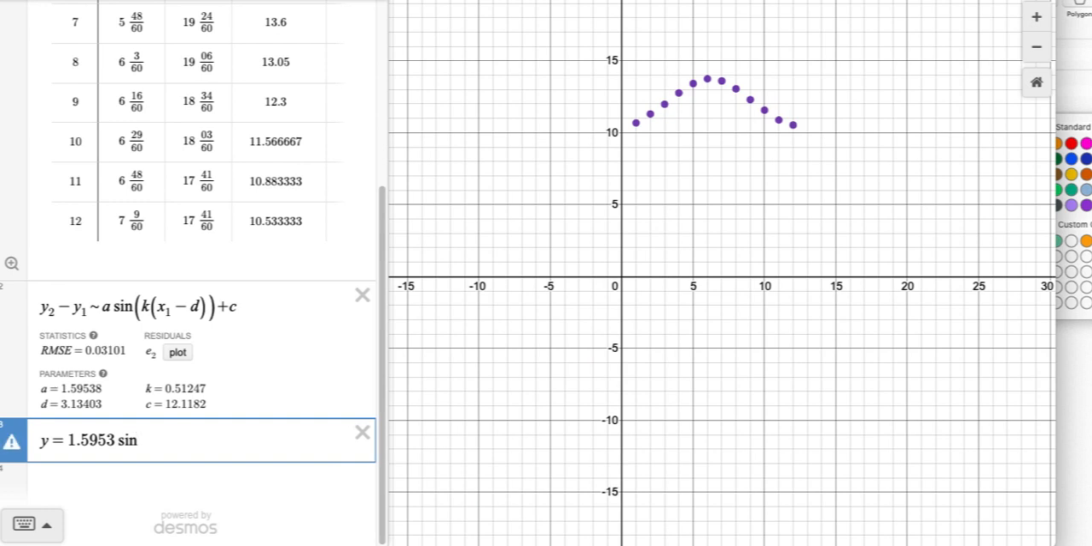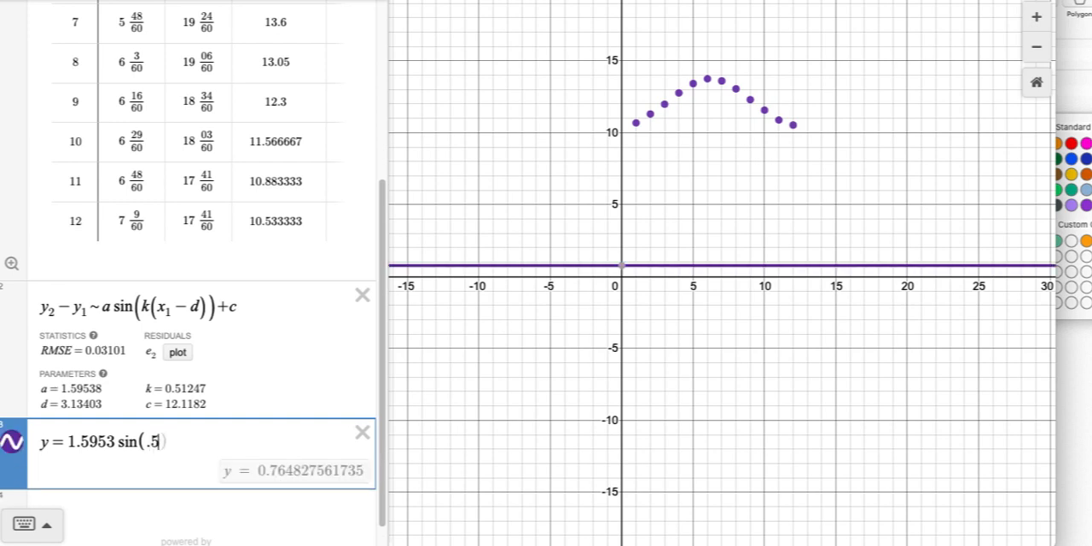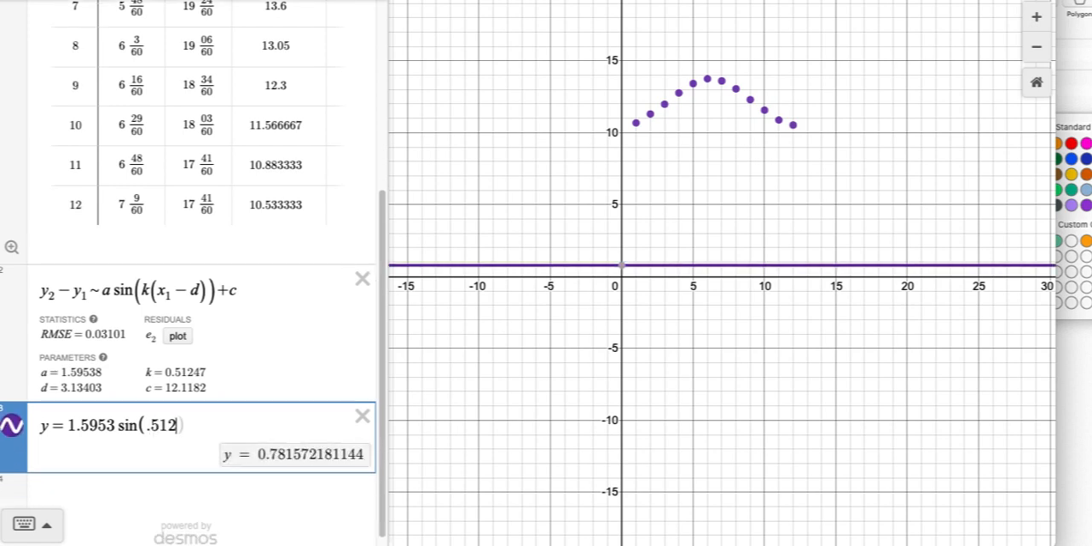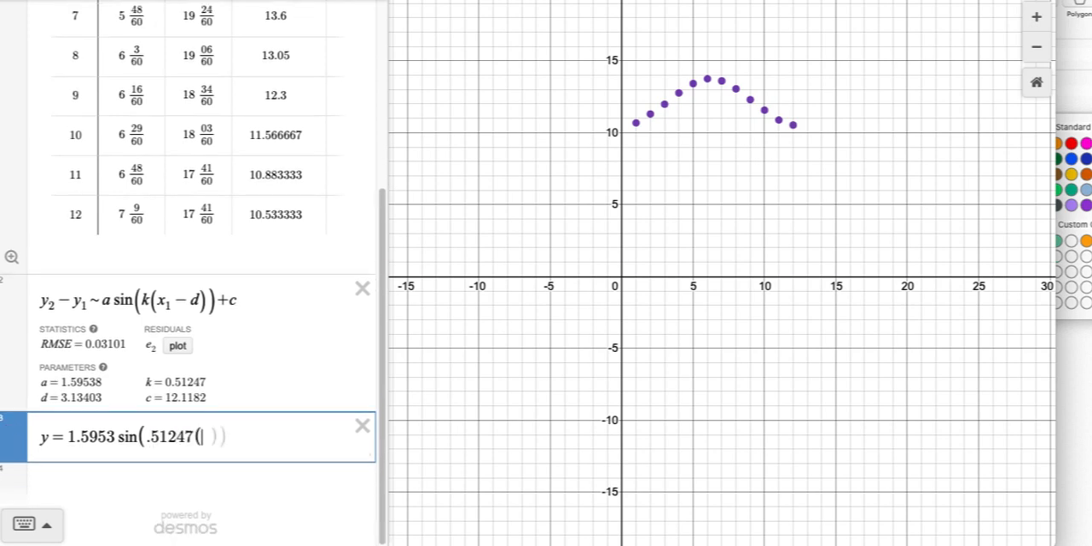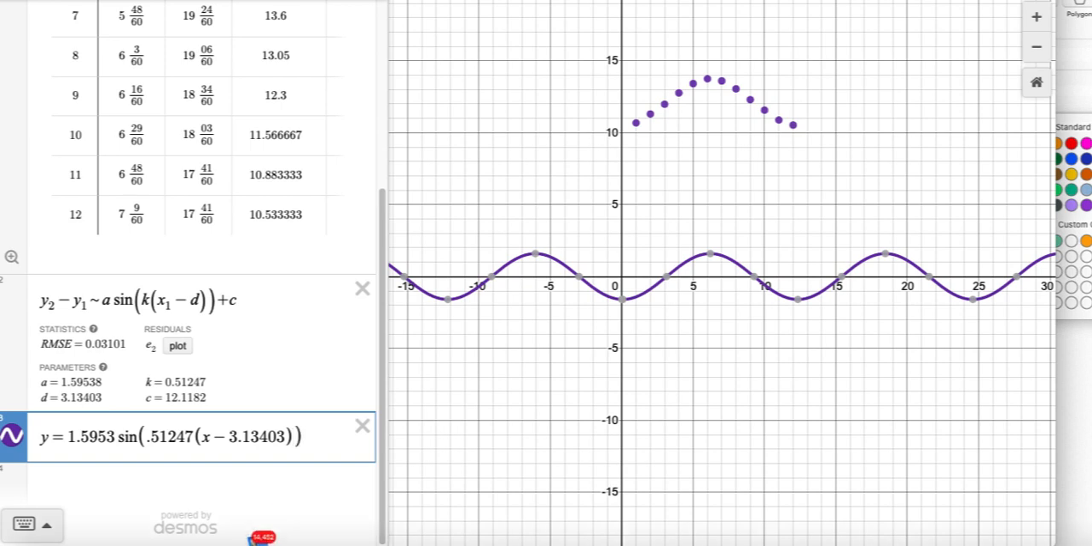Sine of, and so now I'm going to open my parentheses. The k value is 0.51247, and open another pair of parentheses, and then I have my x minus the d term. You guys see what I'm doing. I hope it makes a whole lot of sense. So what we're hoping to see when we're done this is that we get a really nice graph that's going to fit perfectly into the data that we have.